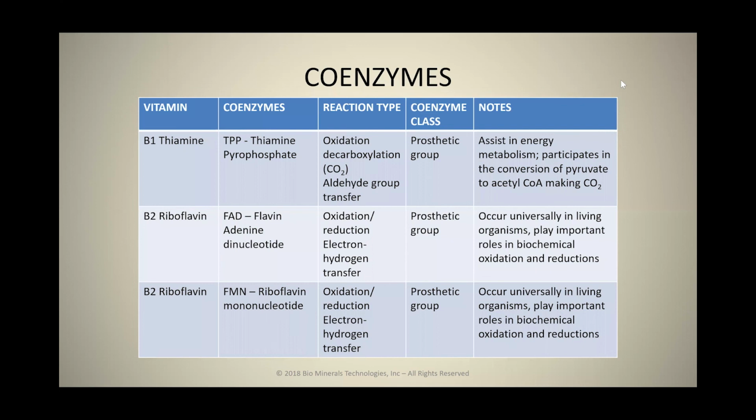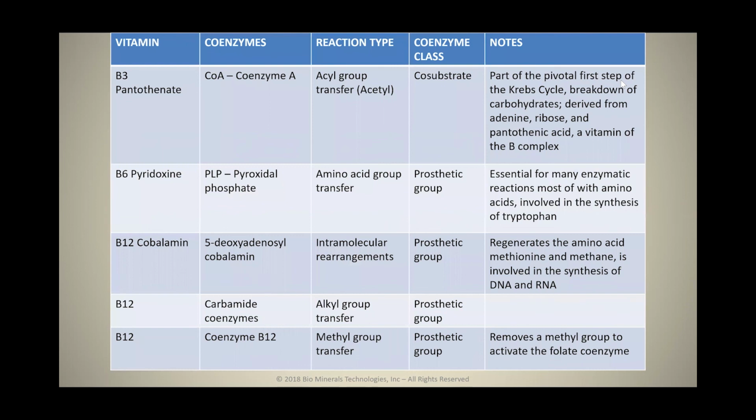Coenzymes are your vitamins, vitamin B1, B2, and so on. And you can look at the coenzyme, the reaction group, the type, and then the notes of what they're doing. There is vitamin B12. This regenerates the amino acid methionine and is involved in the synthesis of DNA and RNA. So that's kind of important. The fact is nothing lives without B12. You won't make B12 without cobalt.